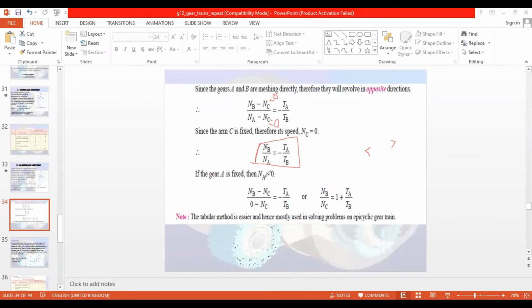If the gear A is fixed, then NA is equal to 0. Now we are going to fix NA. NC is already fixed, right?